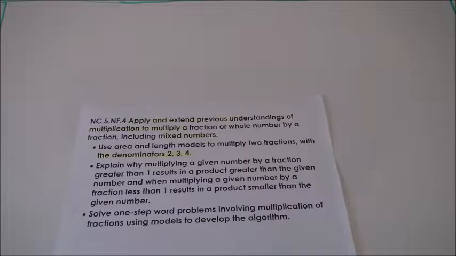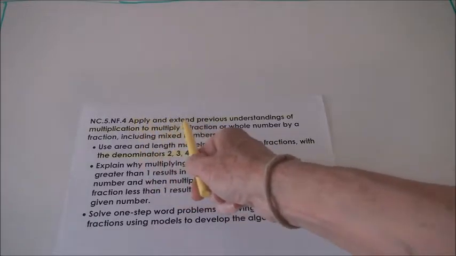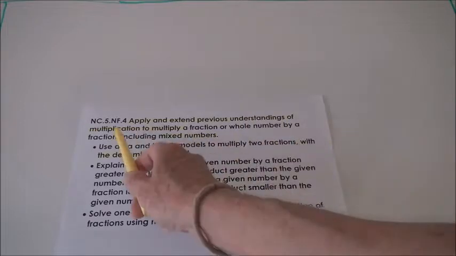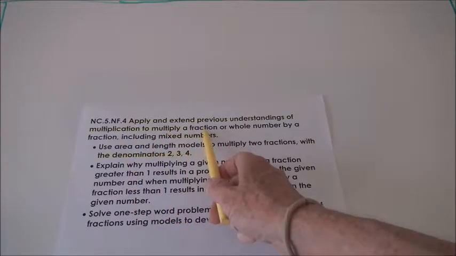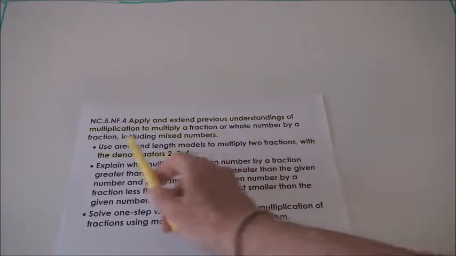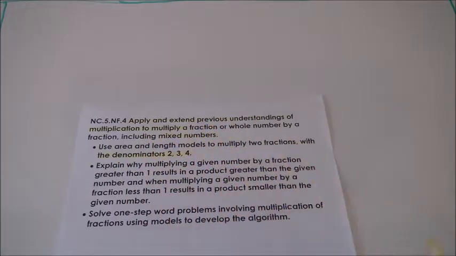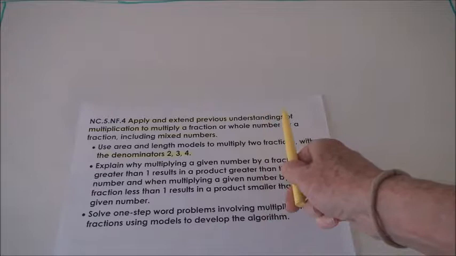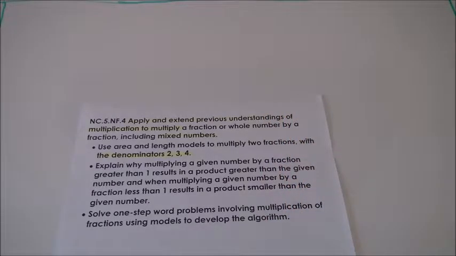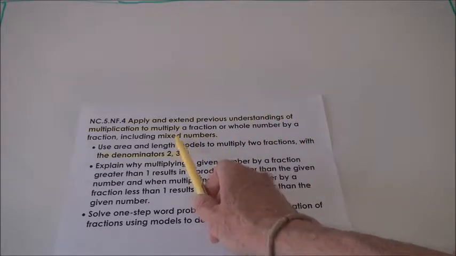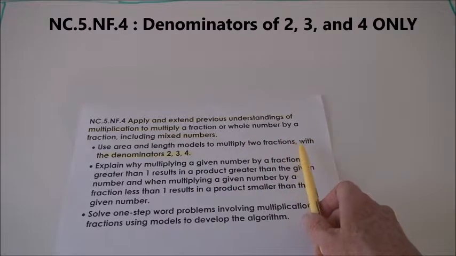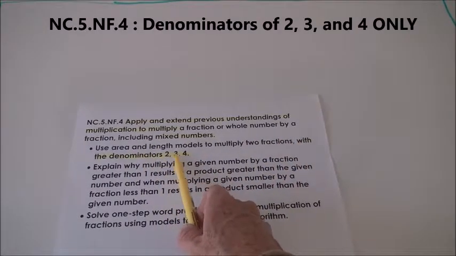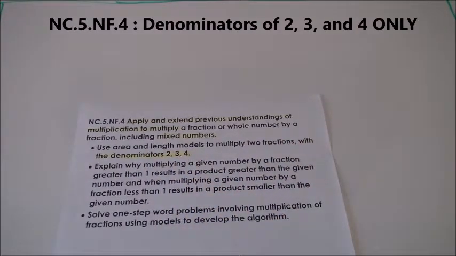This video addresses North Carolina Standard 5 NF4. Apply and extend previous understandings of multiplication to multiply a fraction or whole number by a fraction, including mixed numbers. NF4 calls for students to extend previous understandings of multiplication to multiply a mixed number by a mixed number with the denominators 2, 3, and 4 only.